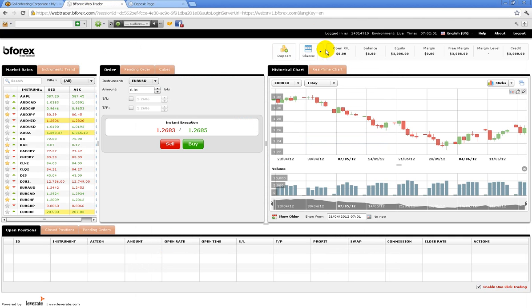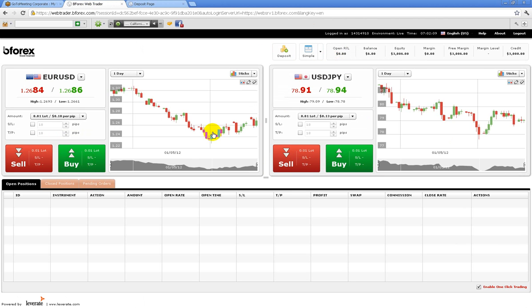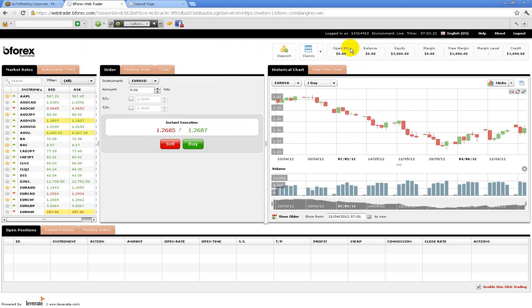Next to it, you will see that we have two views of the MetaTrader platform. We have the classic view and we have the simple view. Now, I would prefer using the classic view so that we have everything in front of us. But if you prefer using the simple view, that's fine by me, that's fine by yourself, and you can start trading. Now let's look at the classic view.